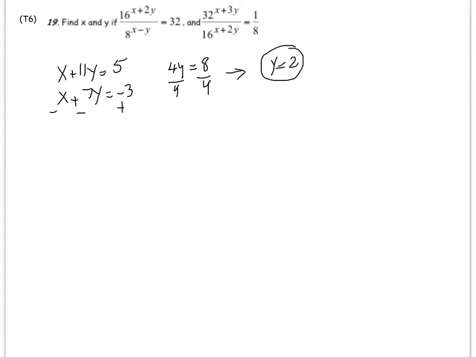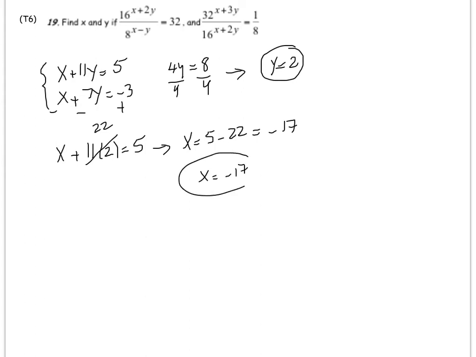Now I'm going to use either one of these equations, substitute y equal to 2 and find x. So I pick the first equation: x plus 11 times 2 is equal to 5. Now 11 times 2 gives me 22. I move it to the right, it becomes negative, so x is 5 minus 22, which is negative 17. So I say x is negative 17. So our point is negative 17 and 2.